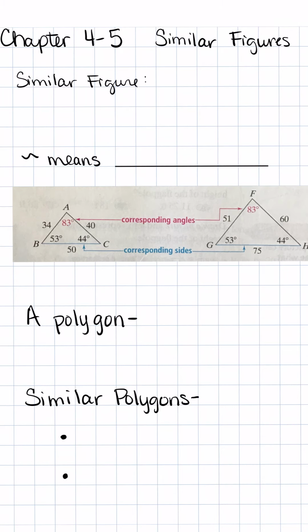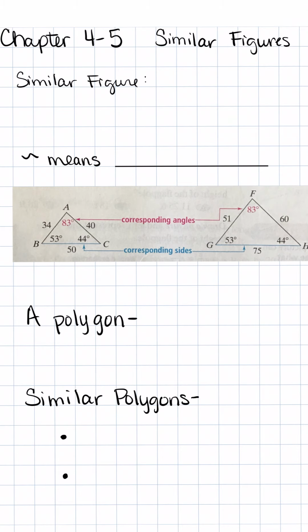Class, today we're looking at Chapter 4, Lesson 5, Similar Figures. So the height of an object, such as a totem pole, can be difficult to measure directly. Right? We can't hold it on the bottom and then climb all the way to the top. That would be really hard. So you can measure indirectly by using figures that have the same shape.